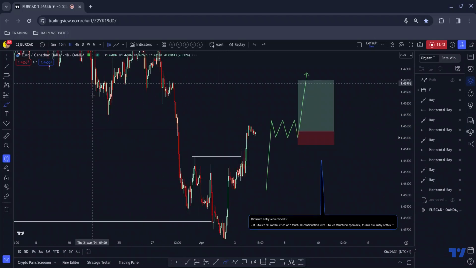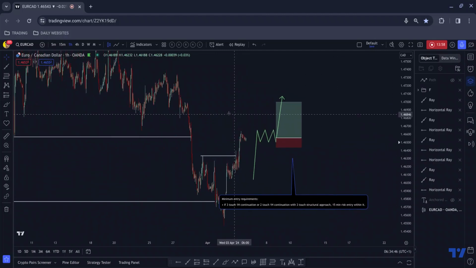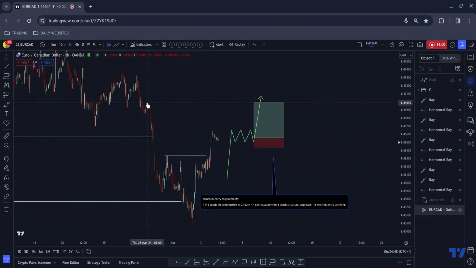Okay, so what I'll be looking for here, as the forecast says, is a 3-touch 1 hour continuation or a 2-touch 1 hour continuation with a 3-touch structural approach. And then I would look to get long with a risk entry within it. And then I would be able to manage it up to this consolidation here.